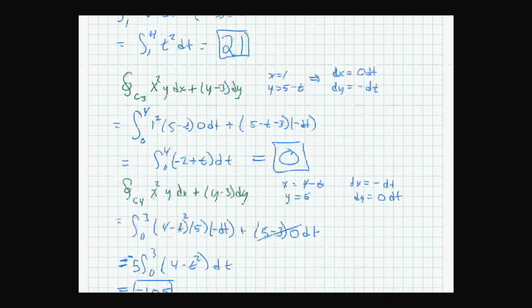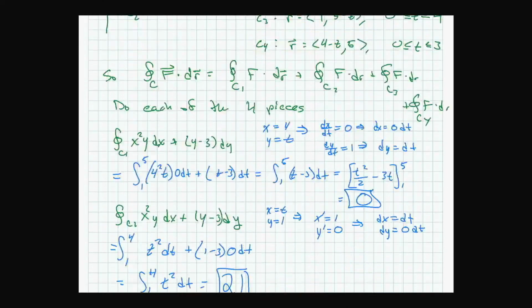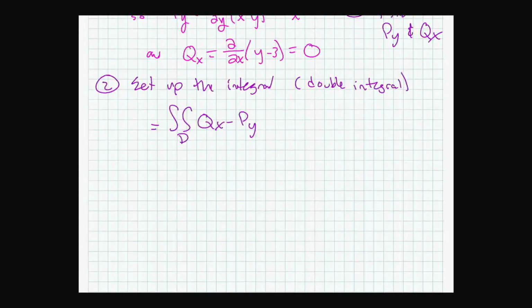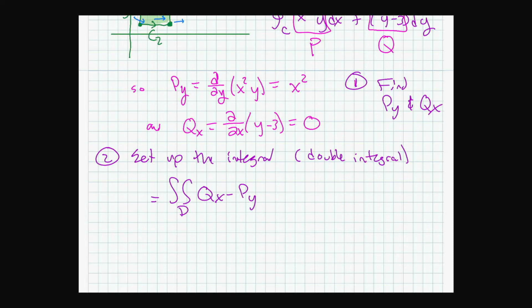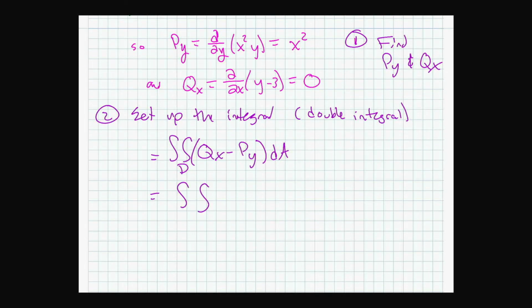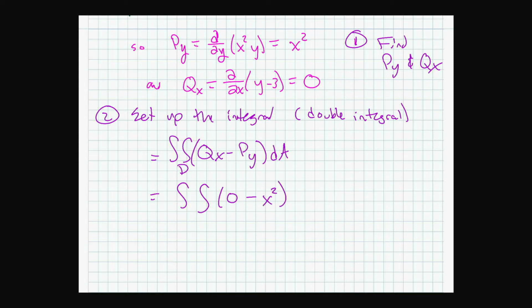Did I get the right one? I must have, right? Yeah. Qx minus Py dA is simply going to be a double integral. We'll fill in those limits in a second. The Qx is 0 minus the Py is x squared. The dA is either whatever one we want to do first, the x or the y. Let's do the x first, right? So let's just say dx.